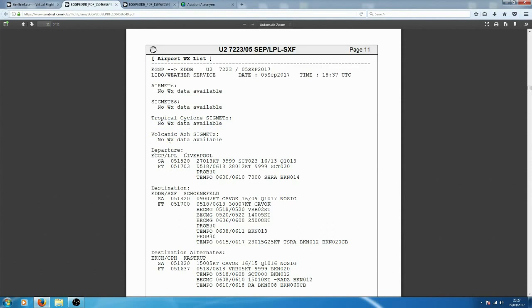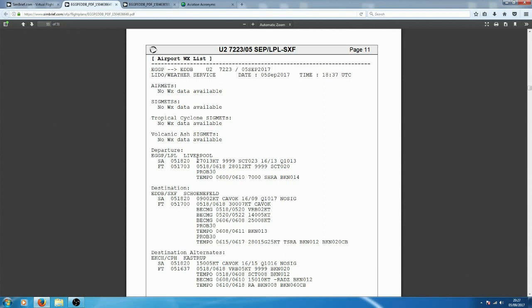So departure, like I say, will be Liverpool, SA, FT, don't worry about that, because it's all just for logistics. What you do need to know is this, because this is your MET. It'll tell you your weather. Yes, this here is when it's valid. I do apologise. So 05, so the 5th, valid from 1820. The FT 051703 Zulu. So you just want to make sure that that is relevant for your times.